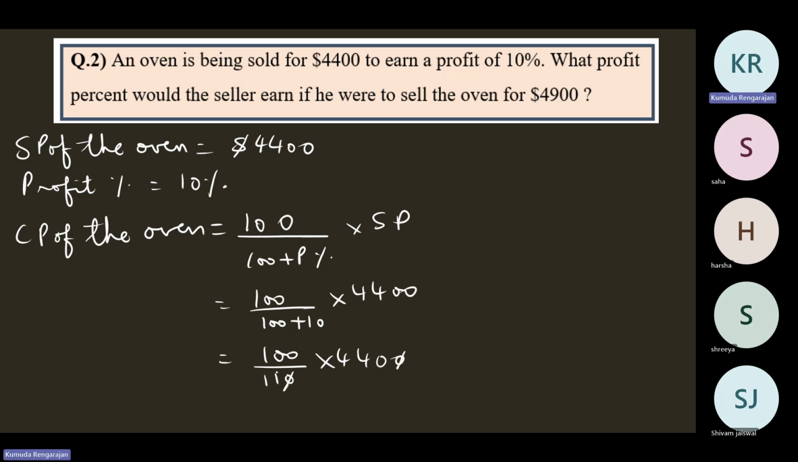11 ones are 11, 40 times. So it is $4,000.